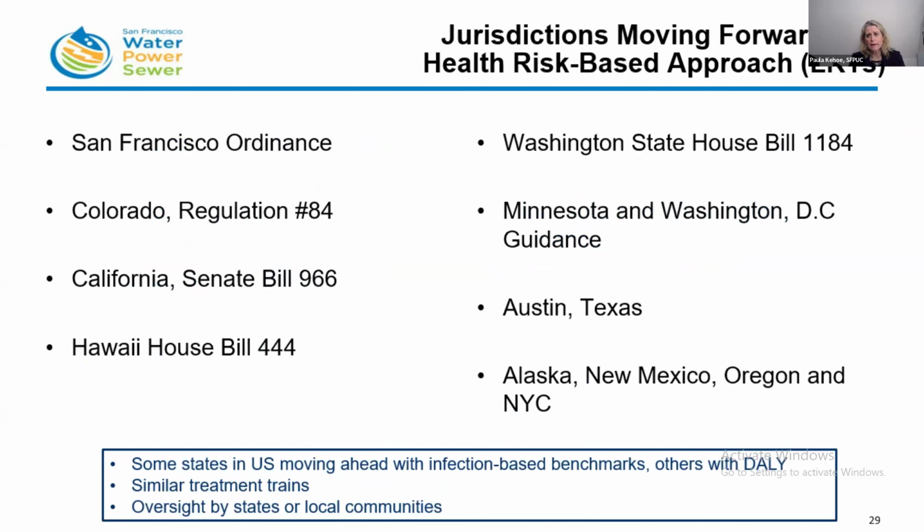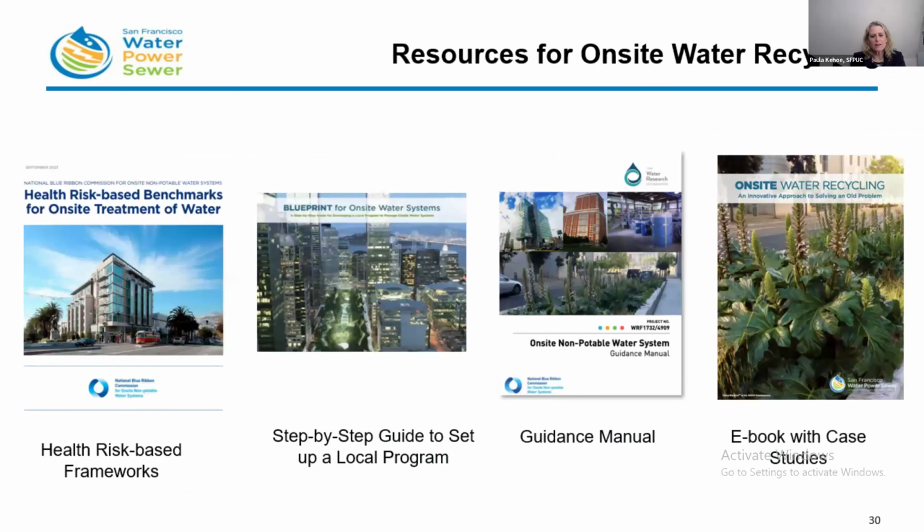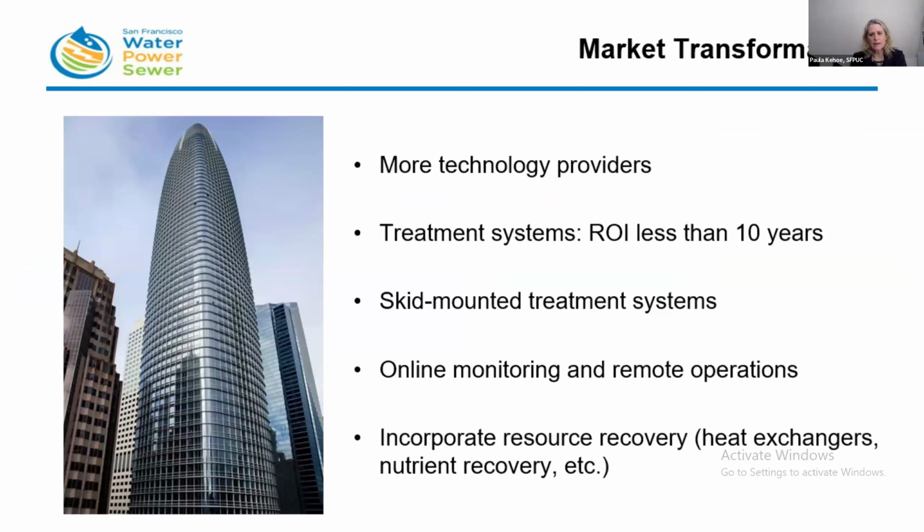Through our work, also, there's been a number of states and cities that have adopted legislation and have moved forward with developing programs. San Francisco, Colorado, state of California, Hawaii, Washington State, Minnesota, Washington, D.C., Austin, Texas, and Alaska, New Mexico, Oregon, and New York City, as well as Ohio, currently are working on some regulations. So we have a number of technical documents, and these are all publicly available. I have the website link at the end of my presentation. But again, our purpose is to share as much information as we have publicly, and again, to stay abreast of all of the key state of the science.